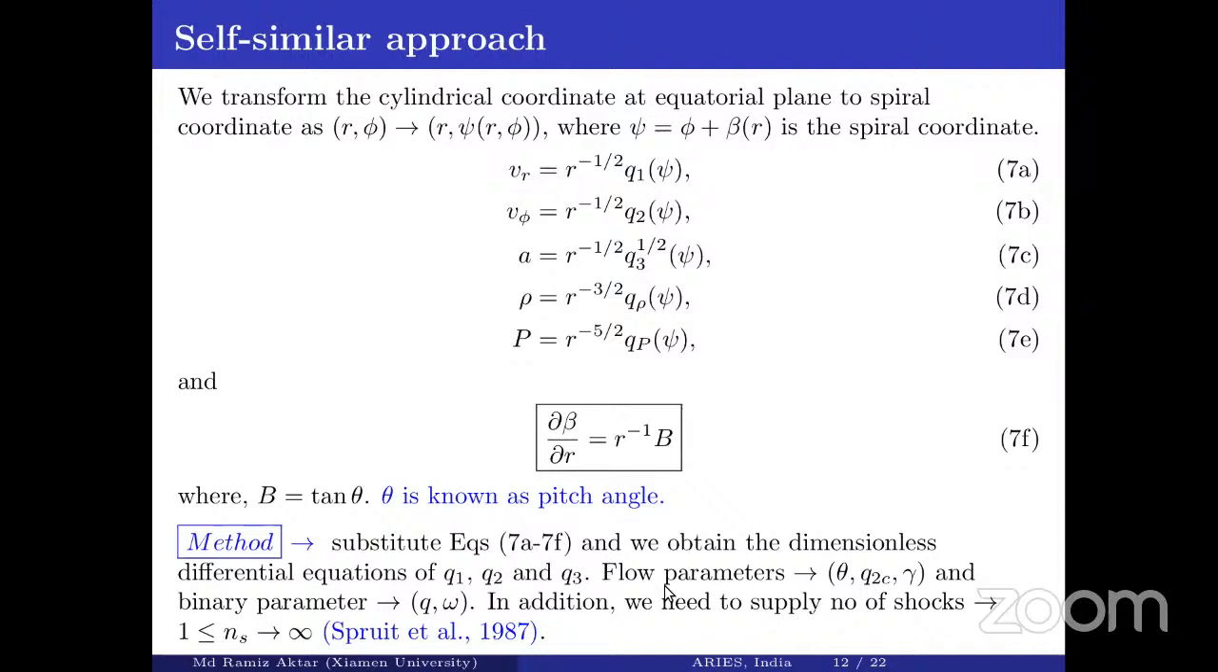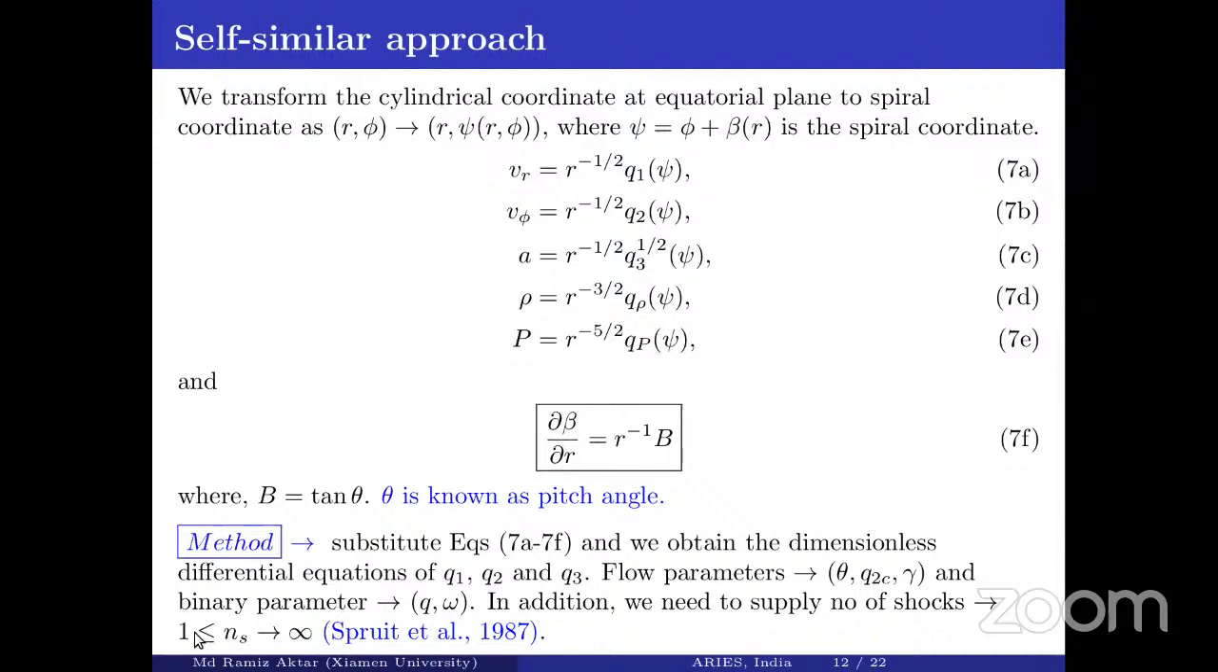For this solution we need flow parameters. We fix the flow parameters to solve these equations: theta, the adiabatic index, and the binary parameters I already mentioned. We need these to get the solution, and additionally we need to supply the number of shocks. In our model we don't know what the number of shocks is. Already Sprout et al.